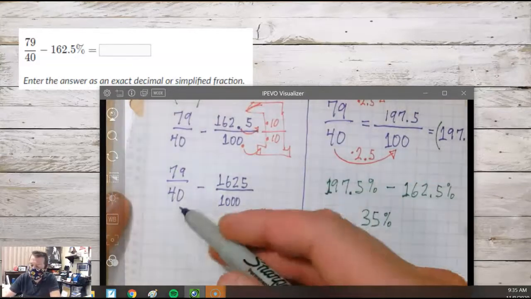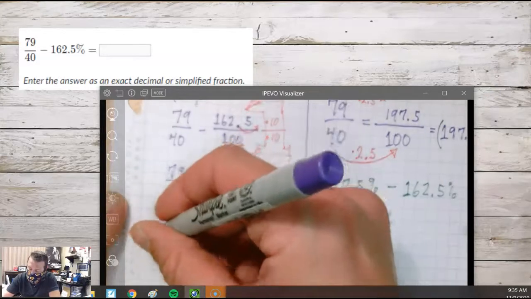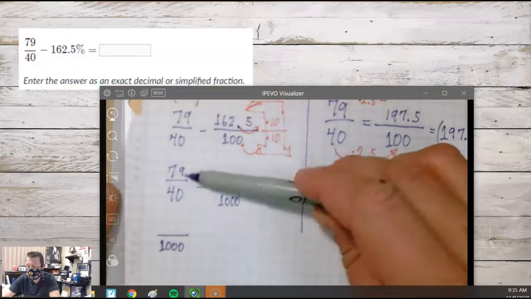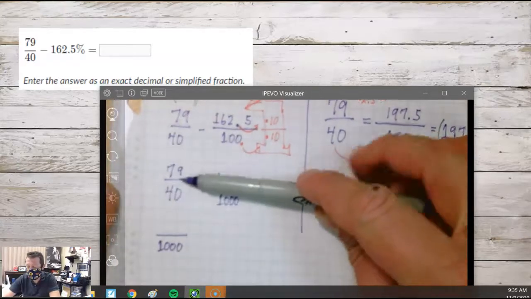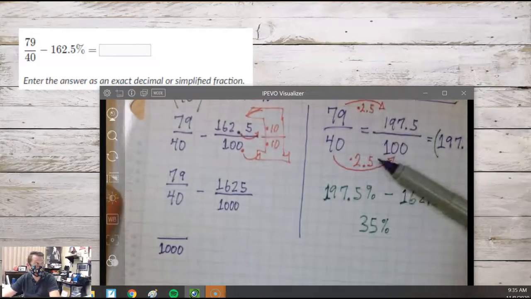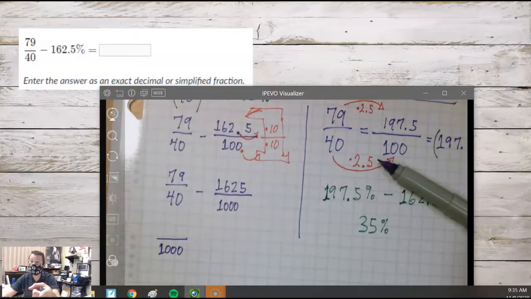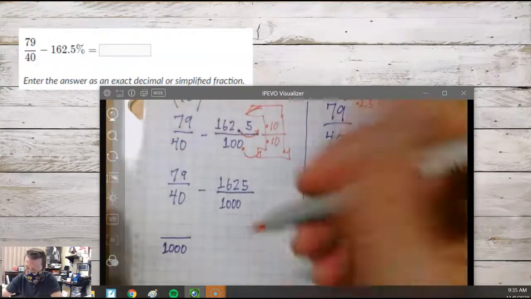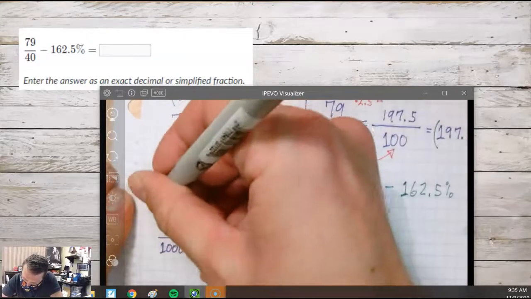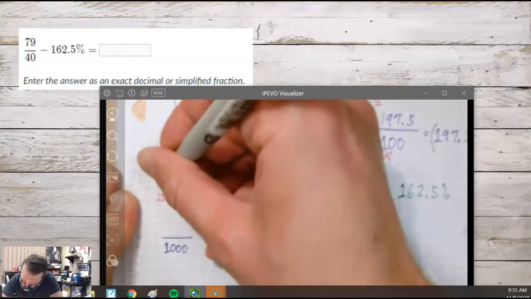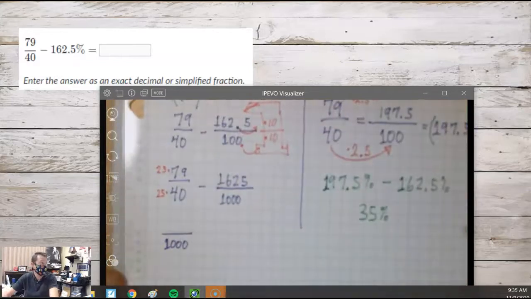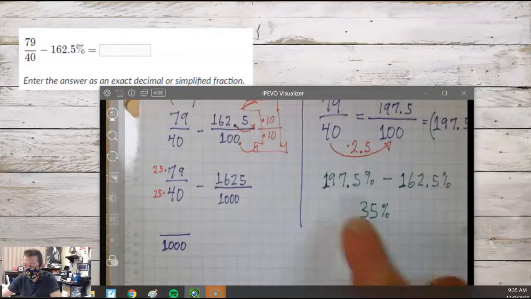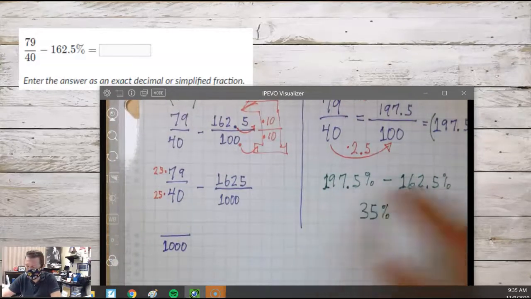Now, if we come back over here to the fraction side of things, what we're wondering is how do I turn this 40 into 1,000? How do I rewrite this fraction? Very similar to over here where we did times 2.5, it would be times 25. So if I multiply the 40 by 25, I have to do the same on top to keep the fraction the same number. Times 25 on bottom, times 25 on top. It's going to be this number, but with the decimal shifted.